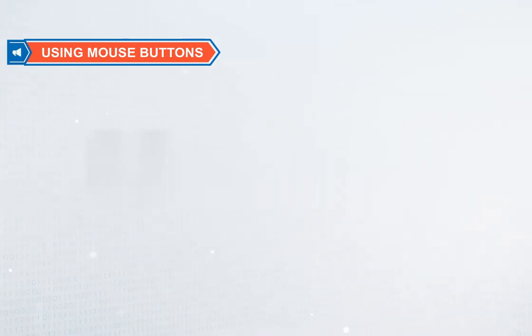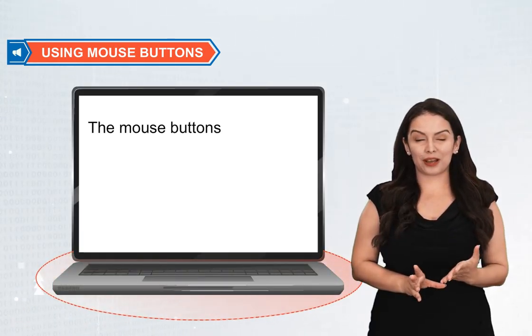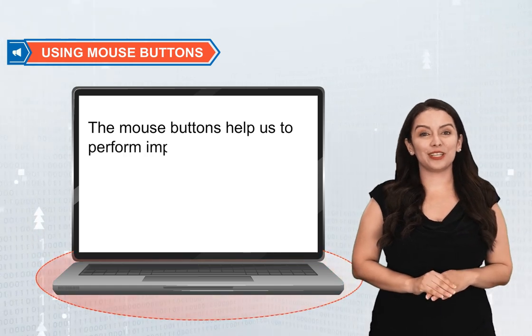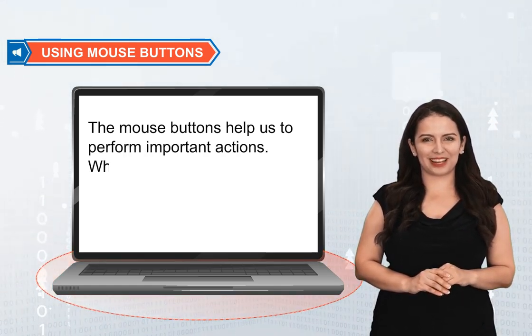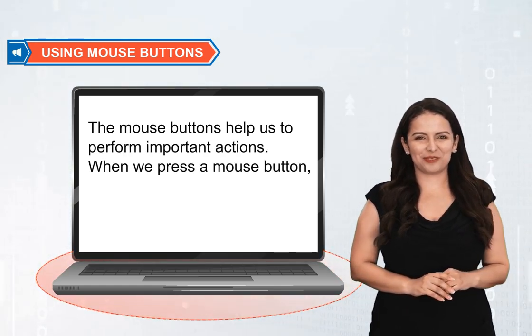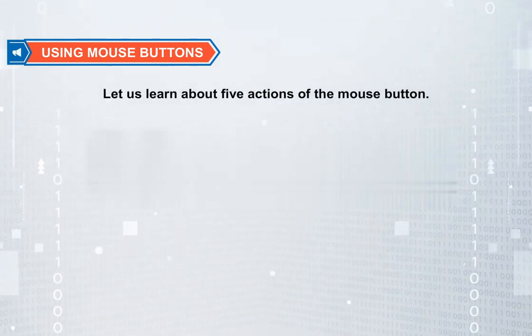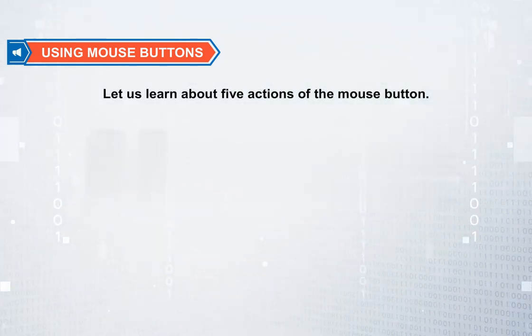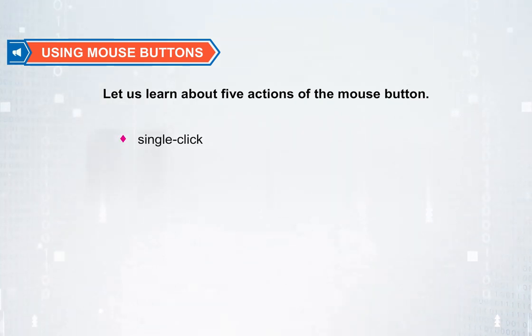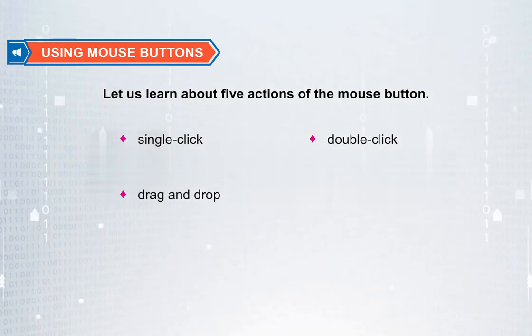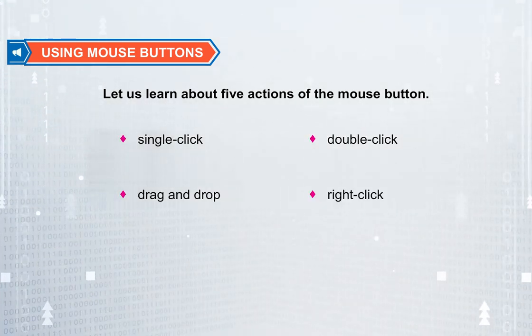Using mouse buttons. The mouse buttons help us to perform important actions. When we press a mouse button, it makes a click sound. Let us learn about 5 actions of the mouse button. Single click, double click, drag and drop, right click, scroll.